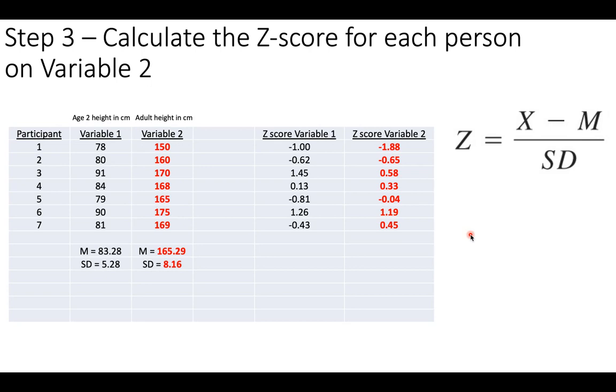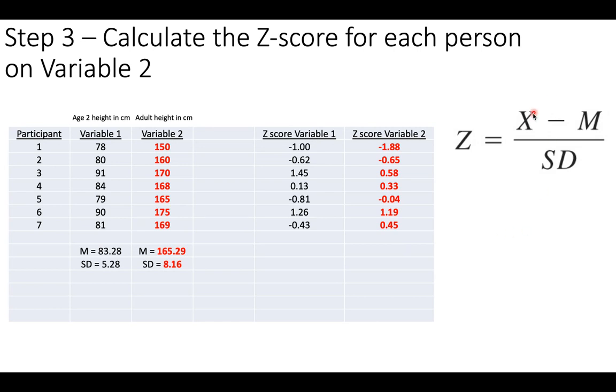Now, this is the most time-consuming part of our calculations, getting the z-scores. If we have 7 participants, we have to calculate 14 z-scores, right? This is the most time-consuming part. Get comfortable with doing this calculation over and over and over again accurately.